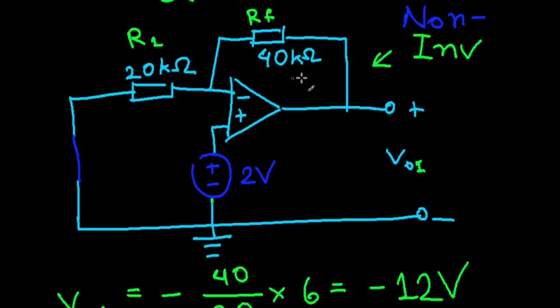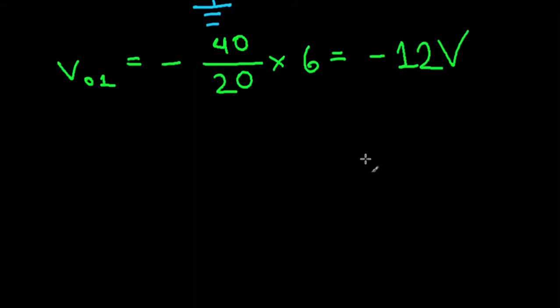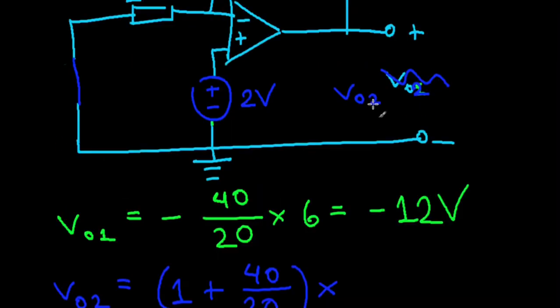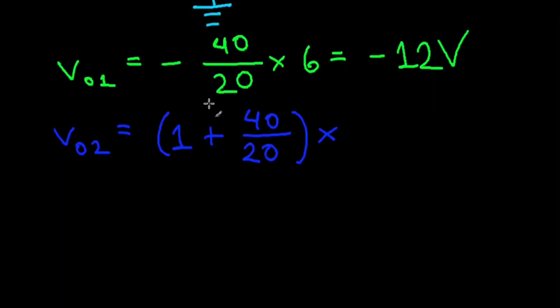So now let's call that, instead of V output 1, V output 2. So this is going to be 1 plus the feedback resistance, which is 40, over the other one, which is 20, multiplied by this voltage, which is actually 2. So this is going to be 3, right? 3 into 2, that's 6 volts.